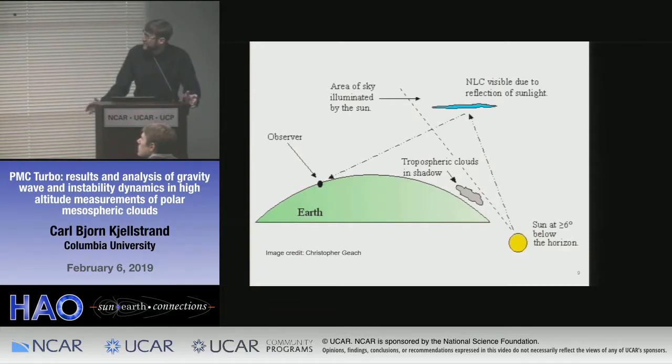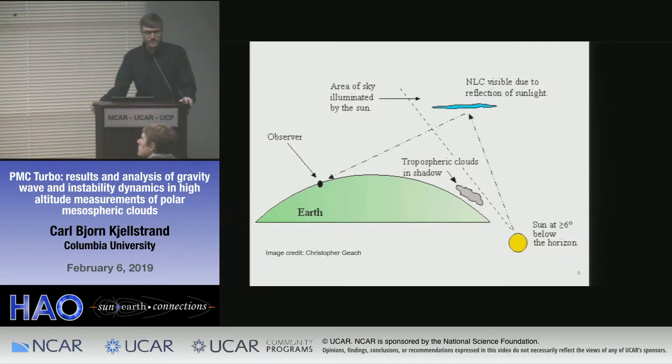So the reason why they look like that is because PMCs or NLCs are extremely high altitude, which means that when the sun is below the horizon for an observer on the ground, it can reflect off of PMCs. It would not reflect off of tropospheric clouds. This figure also explains why we need a balloon.